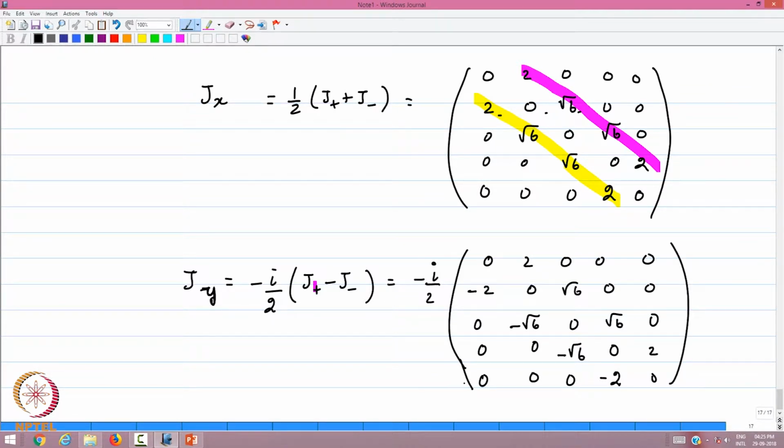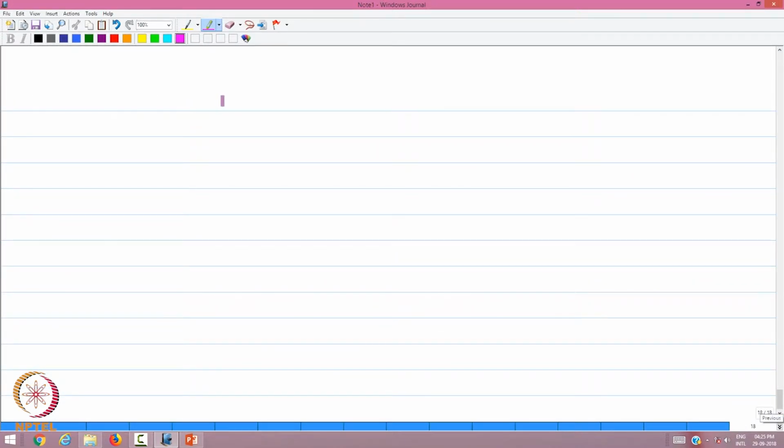Okay. So, this is all from the j minus with a minus sign, and all of the others are from the j plus with the plus sign. So, jx, jy, and of course, jz is very simple because it is diagonal, and it is simply the m value.